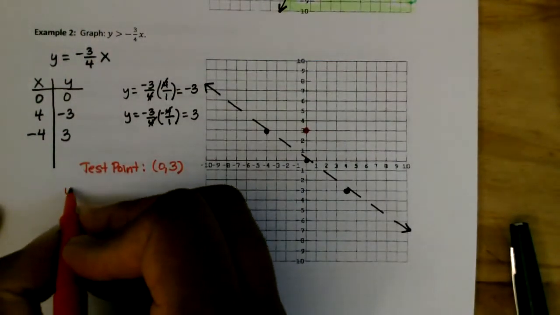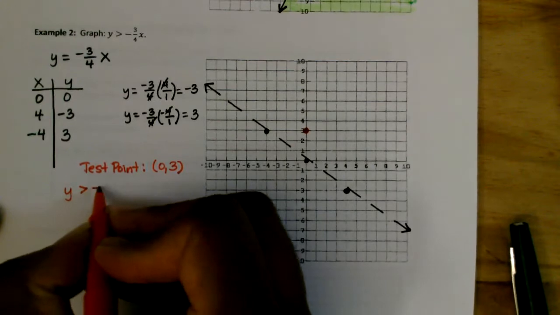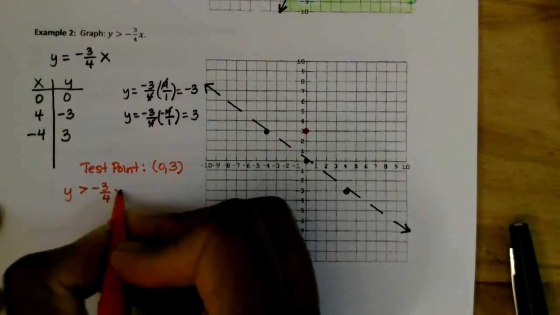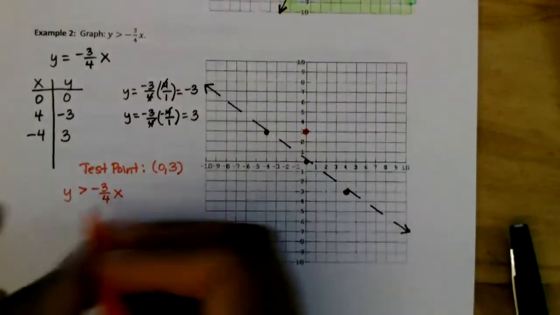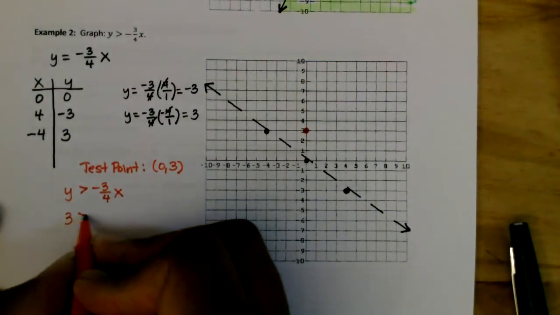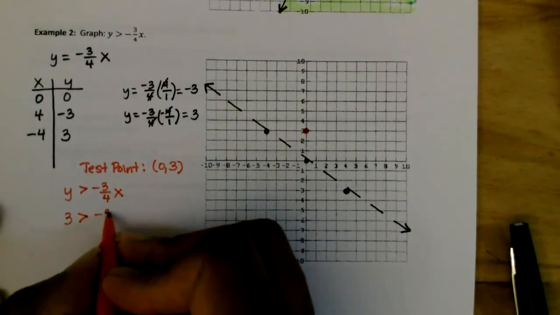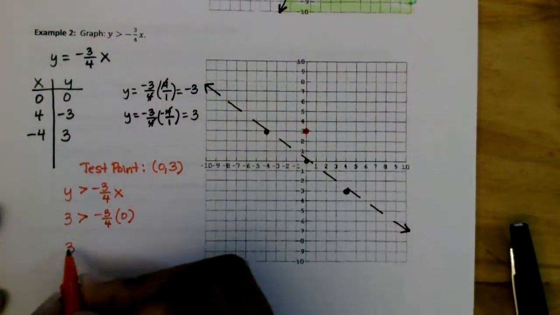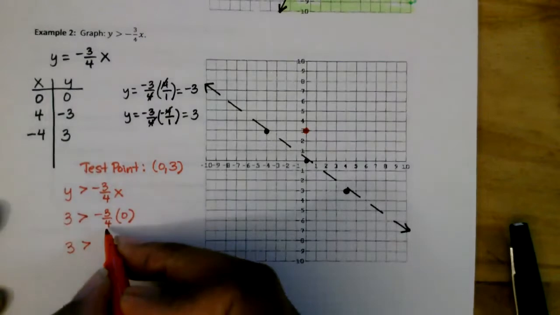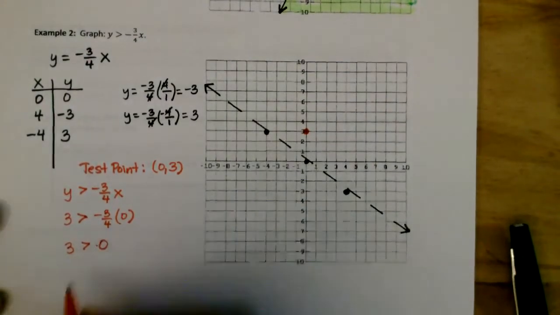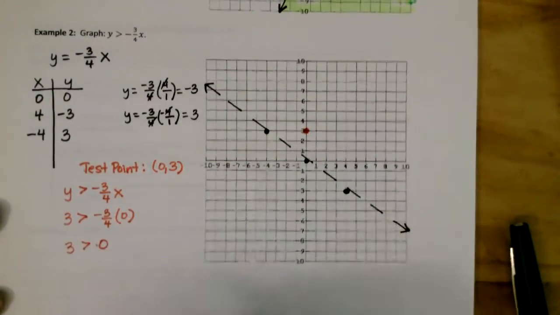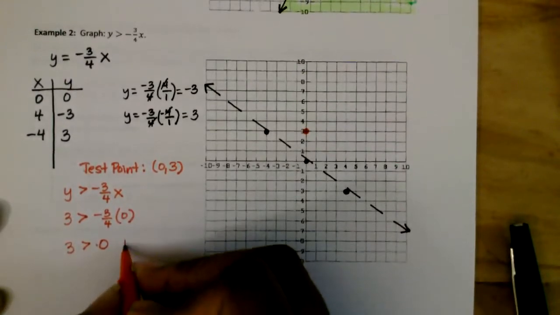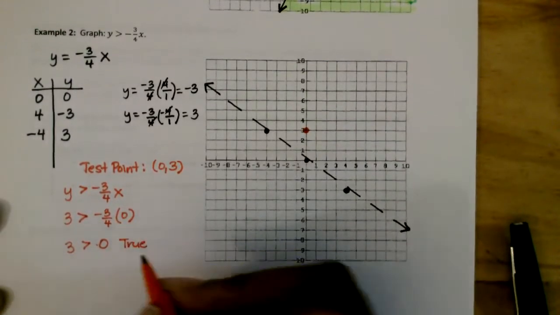So let me rewrite the inequality. Y is greater than negative 3/4 x. And just substitute the x with 0 and the y with 3. So this will be 3 is greater than negative 3/4 times x, which is 0. Negative 3/4 times 0, of course, is 0. And is 3 greater than 0? It is. So this is a true statement.